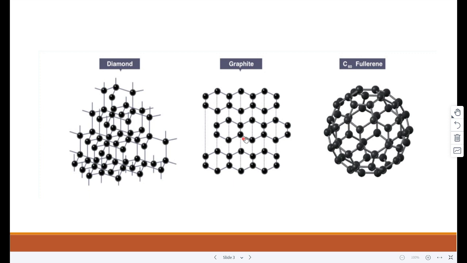Now, the covalent bonds within the layers are very strong, but the layers are connected to each other by weak intermolecular forces. That means that the layers can slide over each other. This makes graphite slippery and smooth. Also, graphite has a very high melting point.